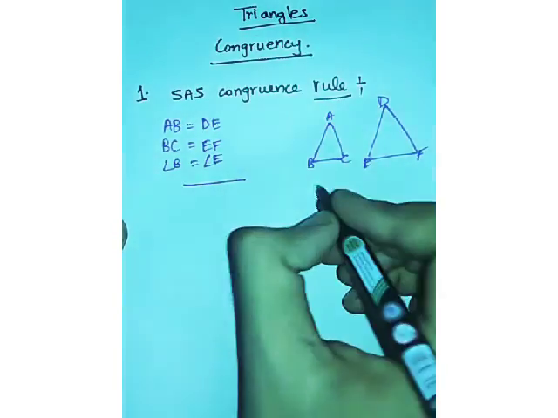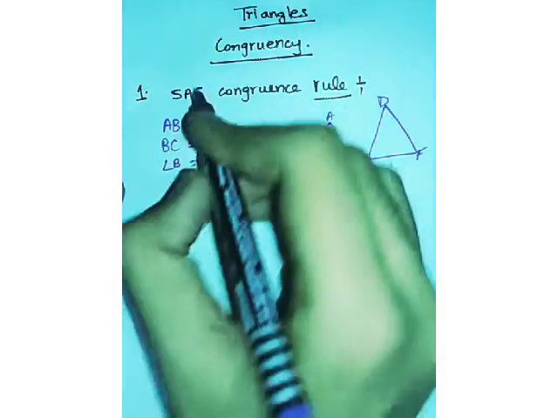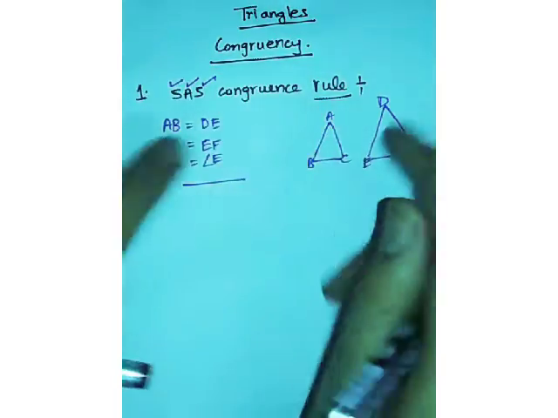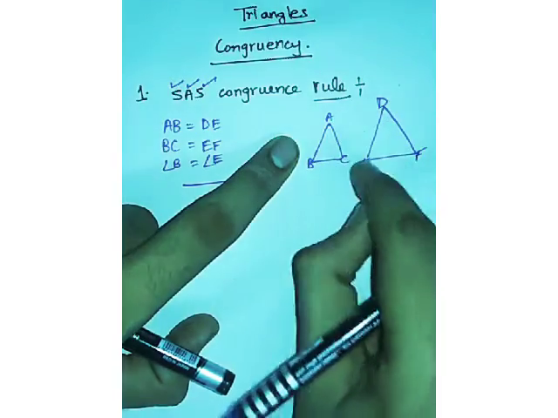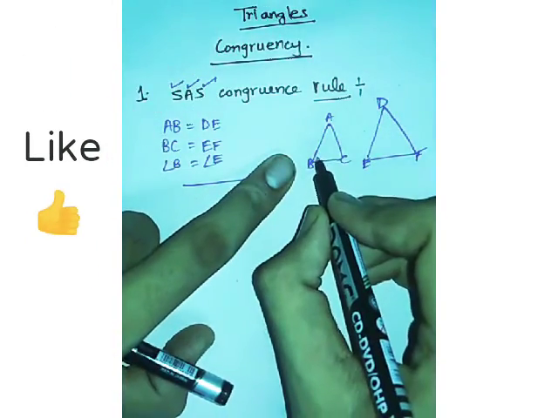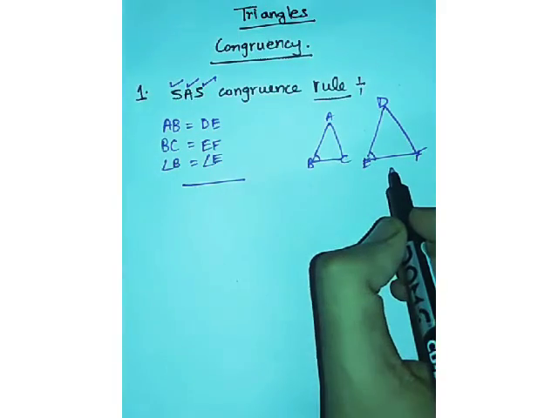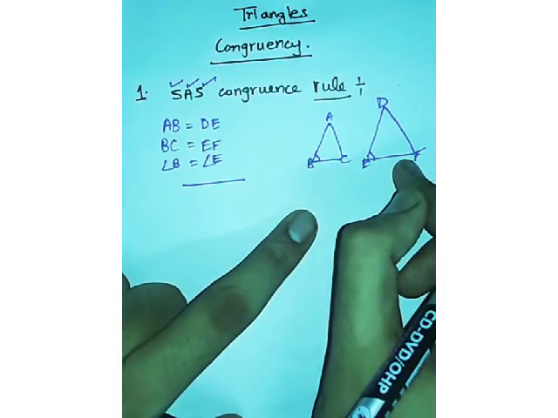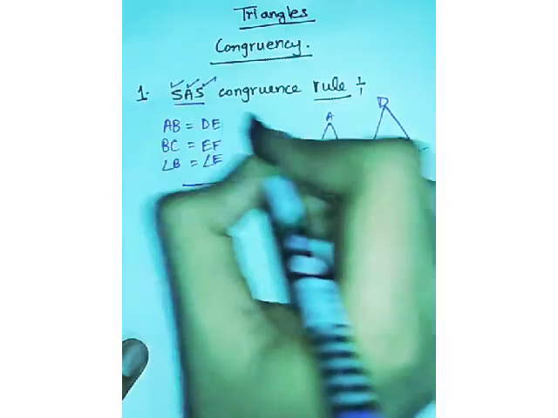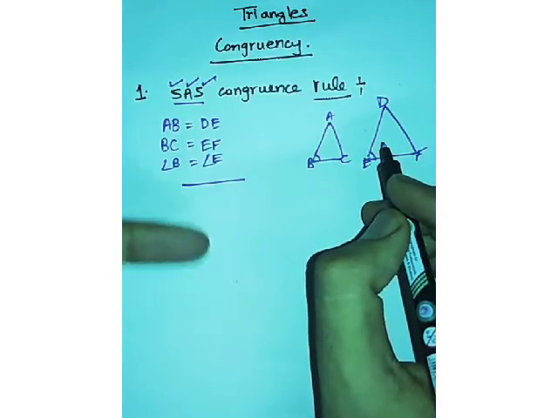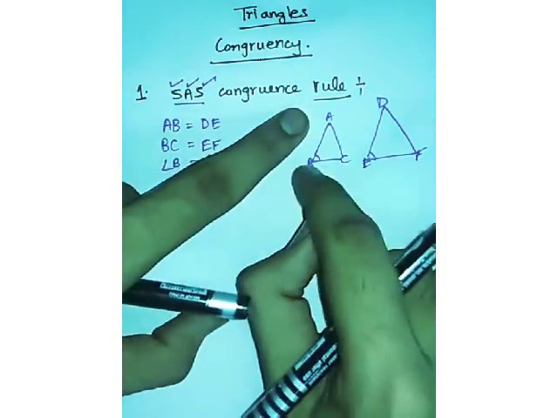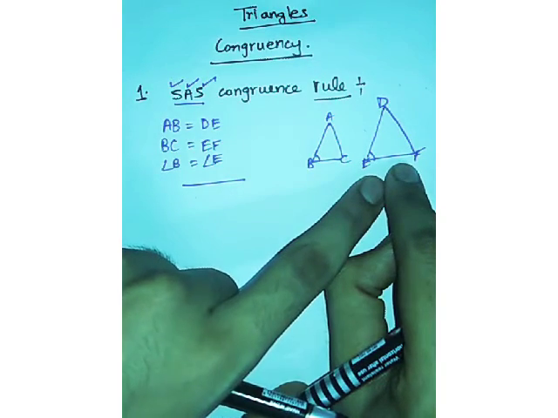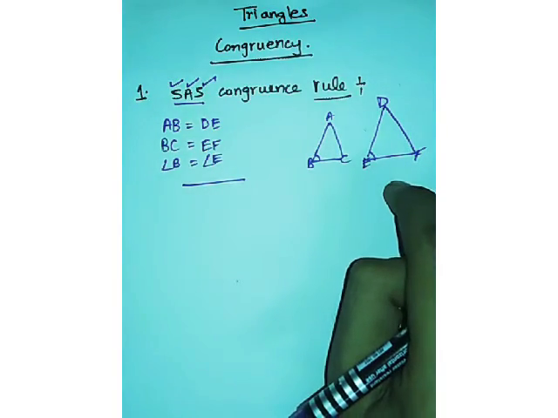Then only these triangles will be known as congruent triangles, because it is side, then one angle, then side: two sides and the including angle. Our two sides were AB, DE, BC and EF, and the including angles were angle B and angle E. So if these three criteria are satisfied, then your triangles will come out to be congruent triangles. This is the SAS congruency rule. Now the statement is simple: two triangles are congruent if two sides and the included angle of one triangle are equal to the sides and the included angle of the other triangle. Only then the two triangles will be known as congruent triangles.